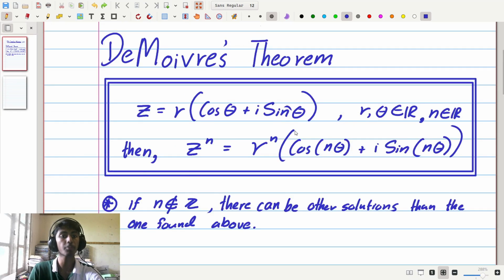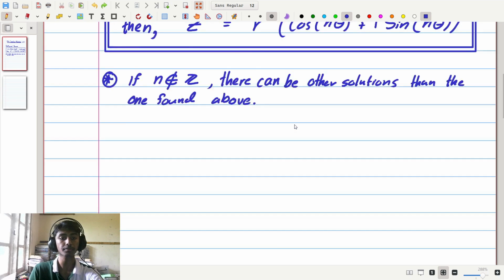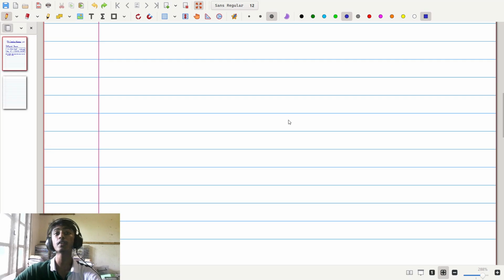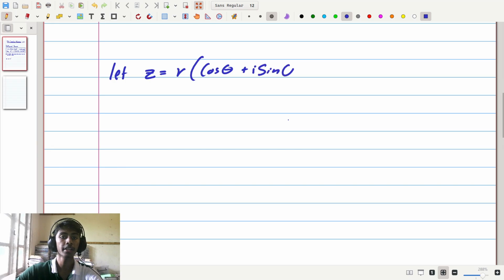Now, moving on from that, what we're going to do next is to prove Demoir's theorem using induction, but we're only going to prove it for the integers, and after that, we're going to take a look at some examples of where we could use Demoir's theorem. To start off with proving Demoir's theorem, we let z be a complex number of the form r times cosine theta plus i sine theta, since that is where Demoir's theorem starts. So r and theta are elements of the real numbers.